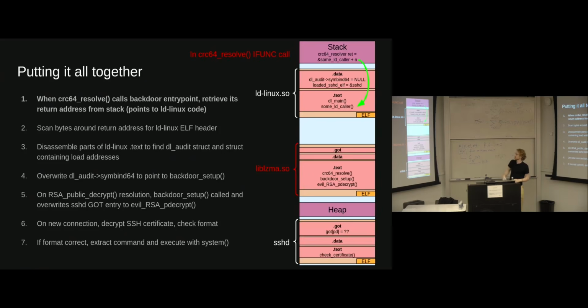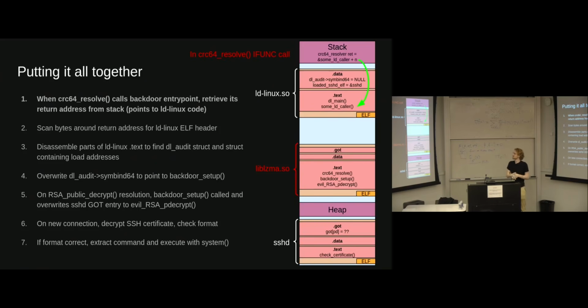So I'm going to run through one more time the full sequence of events that happens when this backdoor is called. SSHD starts, and it loads ldlinux.so. That's the linker. It gets loaded into memory and starts doing its thing. It starts resolving symbols. Eventually, it starts resolving liblzma.so, our malicious shared object file. It starts resolving our symbols. That involves calling this CRC64 resolve, our resolver, which is our very first entry point.